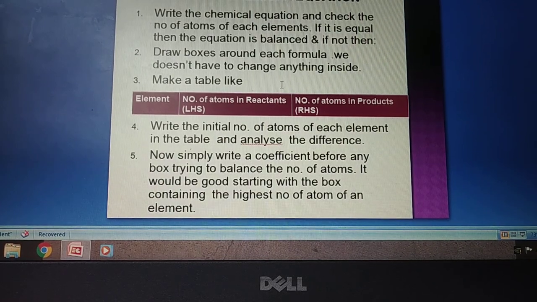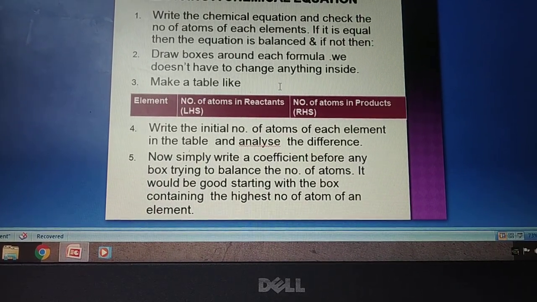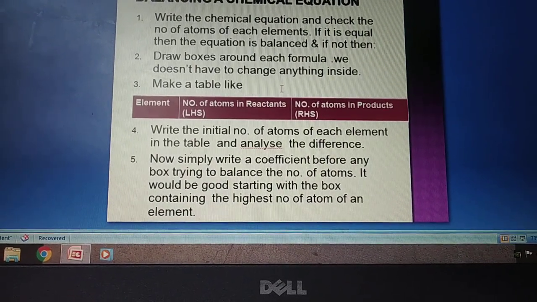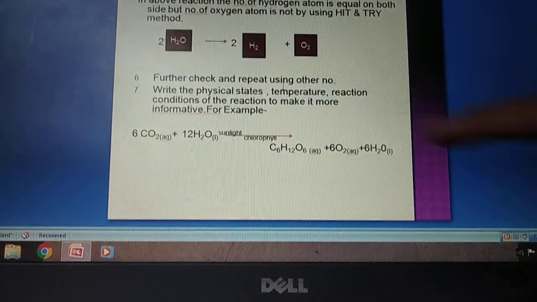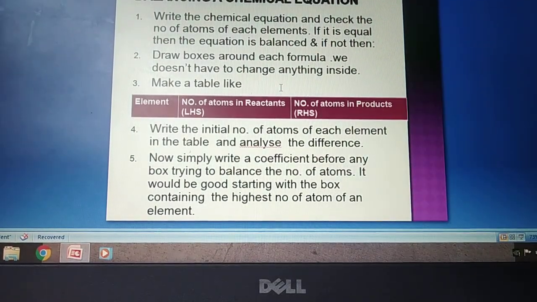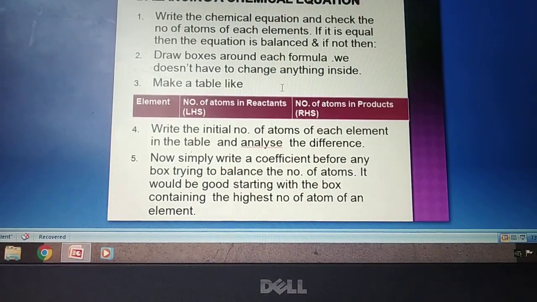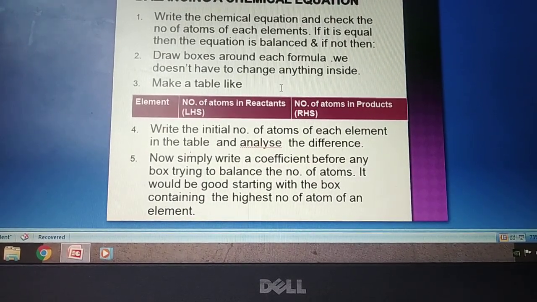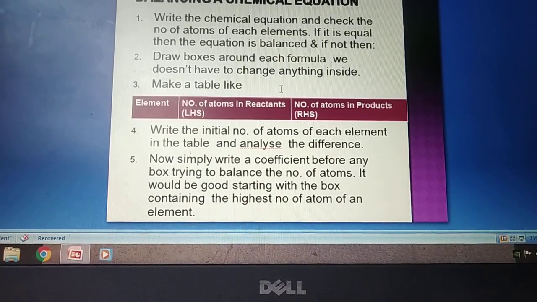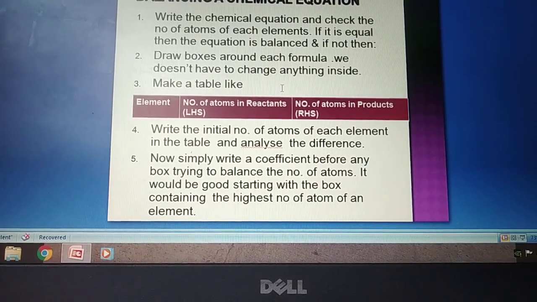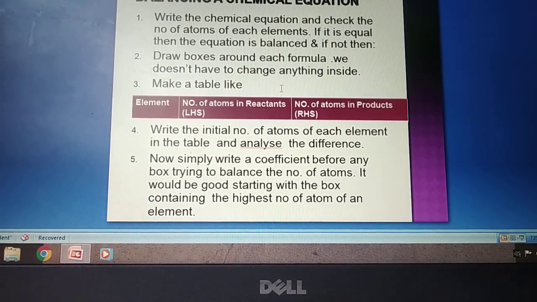So first of all, we will write the chemical equation and check the number of atoms of each element. If it is equal, then the equation is balanced, and if not, then we will draw boxes like this around each formula, and we will not change anything inside the box. We will then make a table with 3 columns. First one is element. We will write the elements taking part in the reaction, the number of atoms in LHS in reactants, and the number of atoms in RHS in products.